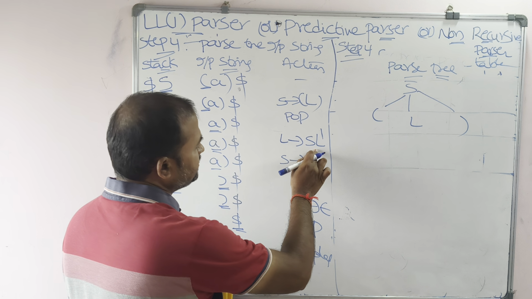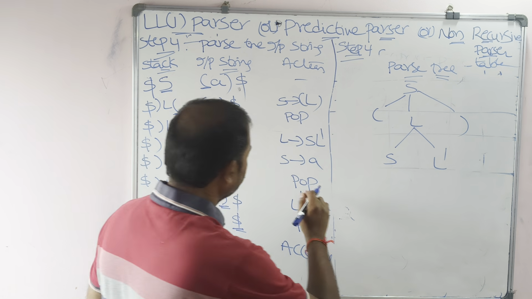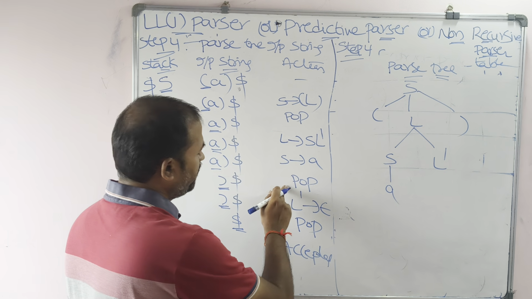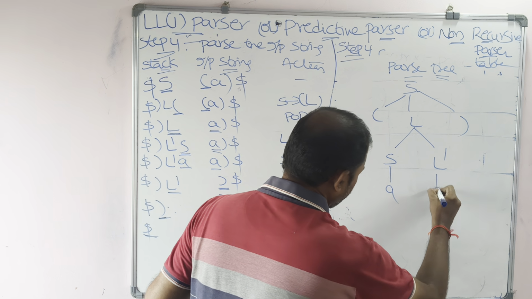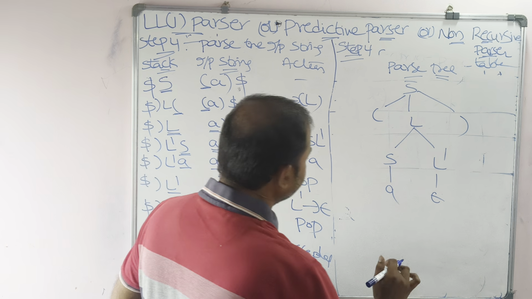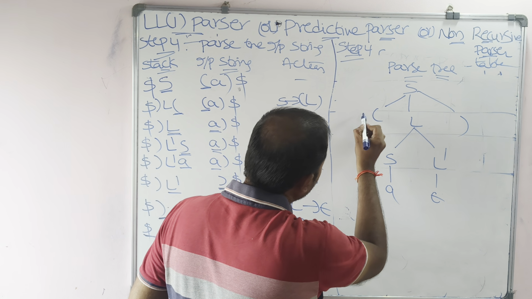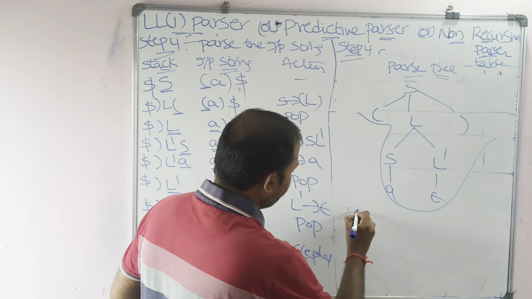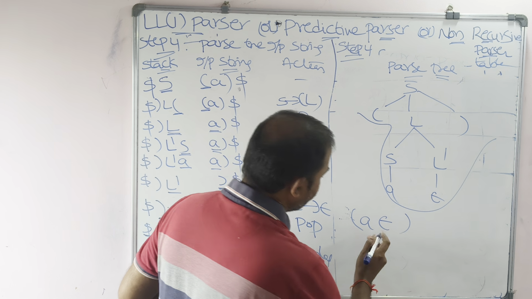Next, L produces S L dash. Next, S produces A. Next is pop, no need to denote. Next, L dash produces epsilon. Next is pop, no need to denote. So everything is over. Next, in order to write the input string, consider from left to right: left parenthesis A epsilon, right parenthesis.